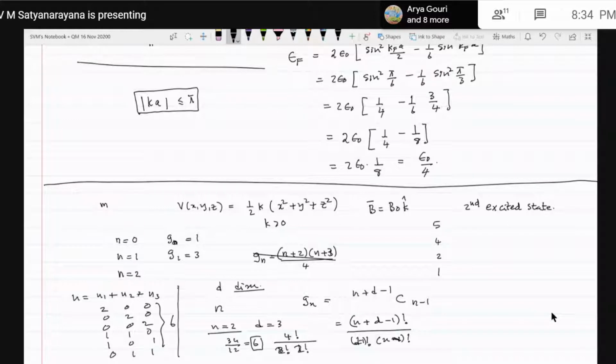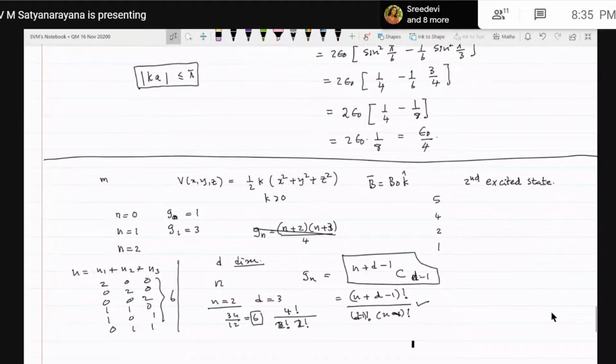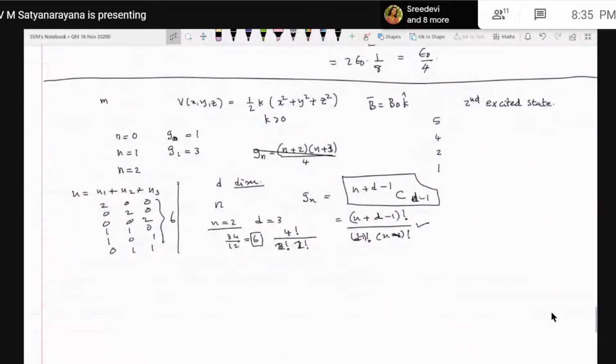So this is the formula. As far as the degeneracy is concerned, each nth excited state will have a degeneracy given by this expression that we have used in Einstein's theory also.